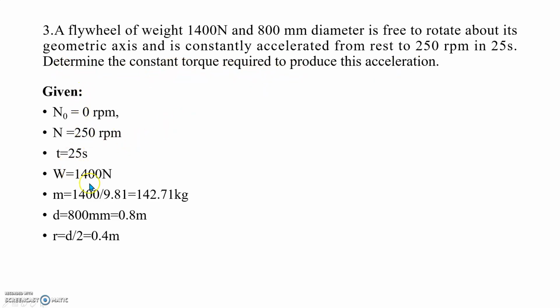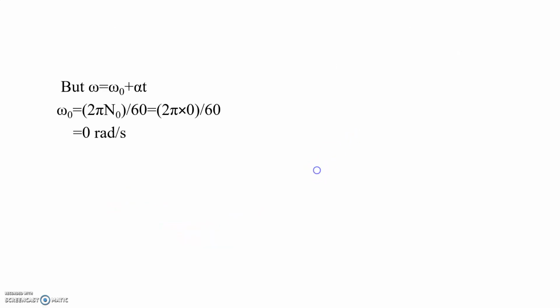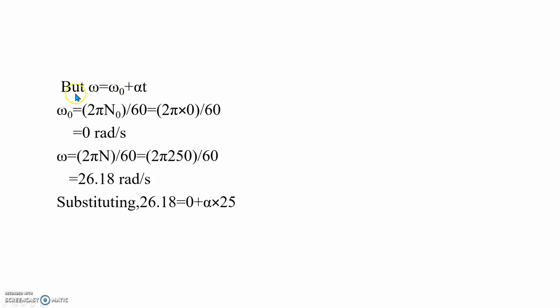So write down all the given data in SI unit. We have to convert those given in millimeter to meter, and we have to determine mass from weight by dividing it by 9.81. We have to determine constant torque T, using the same relation, omega equal to omega 0 plus alpha t. Omega 0 here is 0 since n0 is 0, and the final angular velocity is 26.18 radian per second. Substituting this value in this equation of motion, we will be getting alpha as 1.047 radian per second square.